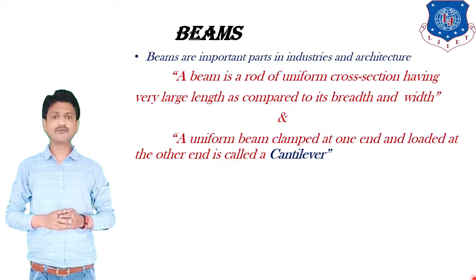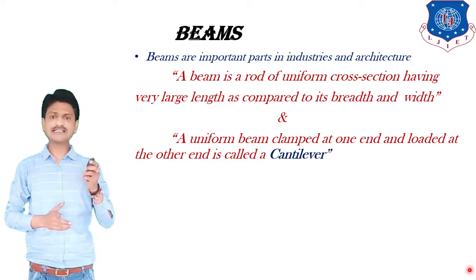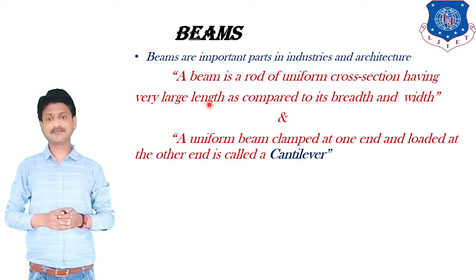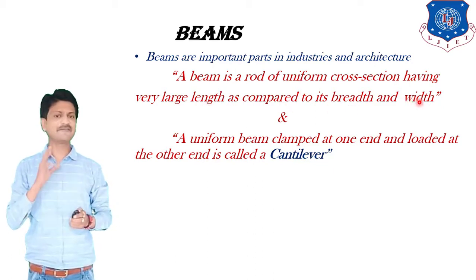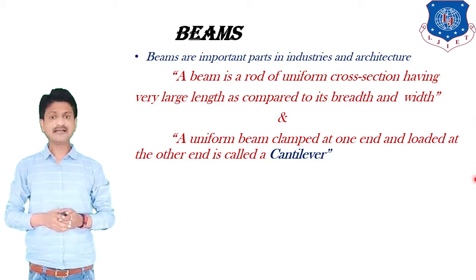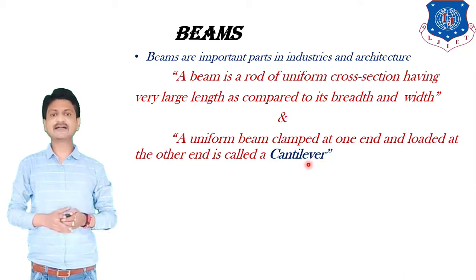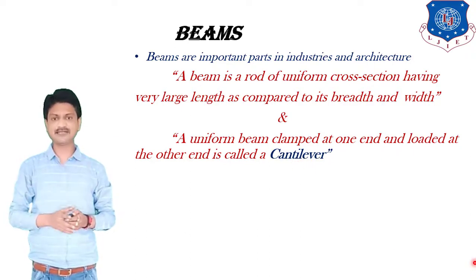A beam is a rod of uniform cross-section having very large length compared to its breadth and width. There are various types of beam. Here, in this chapter, a uniform beam clamped at one end and loaded at the other end is also known as a cantilever. So we are going to discuss the depression of that cantilever.